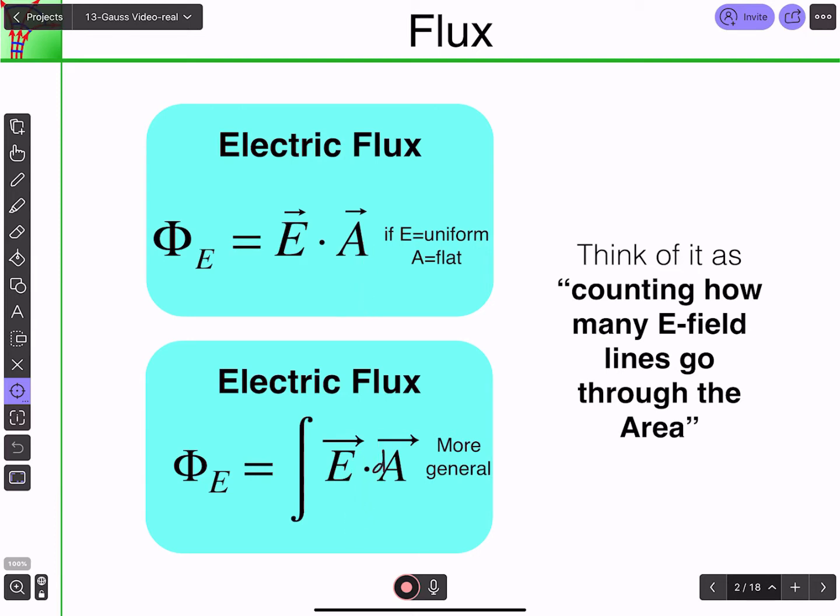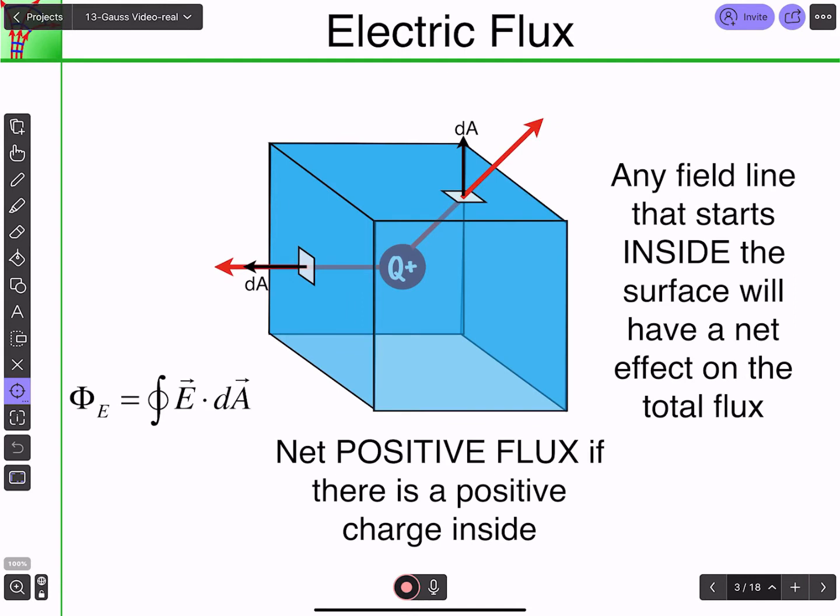More generally, it's the integral of E dot dA. It's the surface integral of an electric field through an area. That's if I have a changing electric field in a curved area. This is the most general representation of electric flux. And we saw in particular that if I have a positive charge inside a closed surface, an integral over a closed surface is represented with this little circle around the integral here.